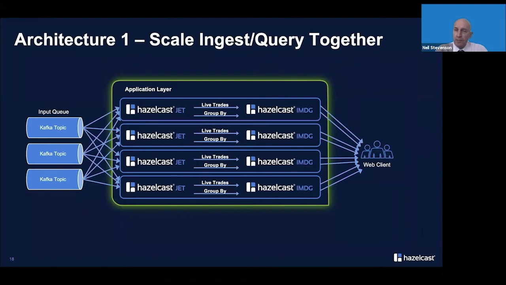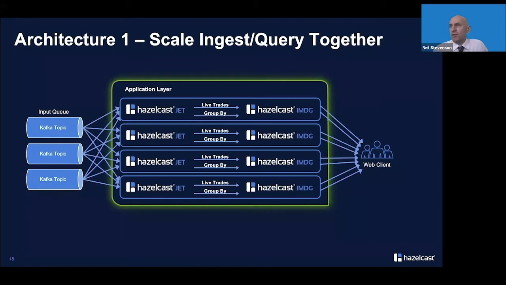Architecturally, the way I'm going to demonstrate in a second is my streaming engine, my Jet engine, and my data grid, the IMDG part, run in the same process. It's one JVM, it's got both parts in it, and that's simple. So in this diagram, I might have my Kafka topics partitioned into 3, and my Hazelcast is running across 4 machines, producing results for the web client. That's just the easiest way to do it.